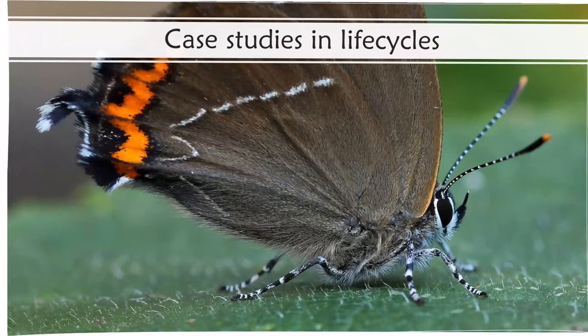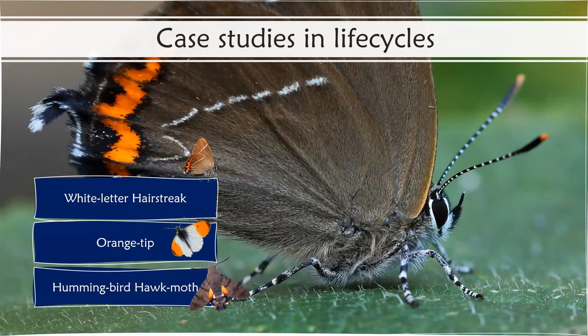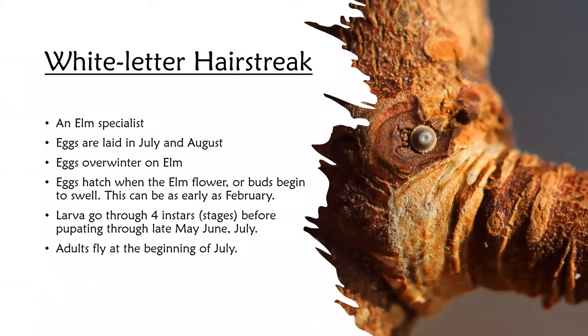Now for the more in-depth section, looking at just three species: white letter hairstreak, orange tip, and hummingbird hawk moth. I have learned since 2017 that I can look for all stages of the white letter hairstreak all year round: eggs through winter, larvae through early spring, pupae through midsummer, and adults through July and into August, then back to eggs, and so on and so on.